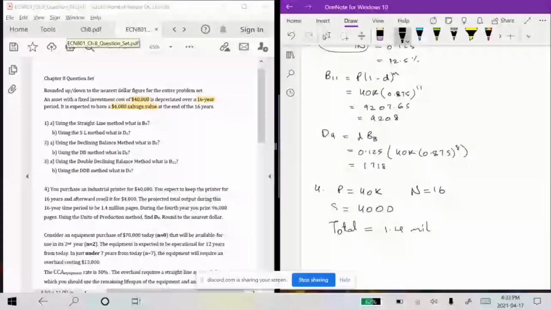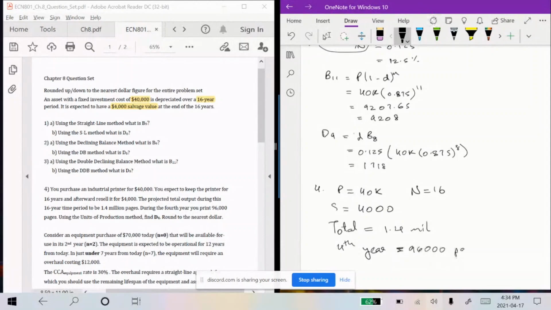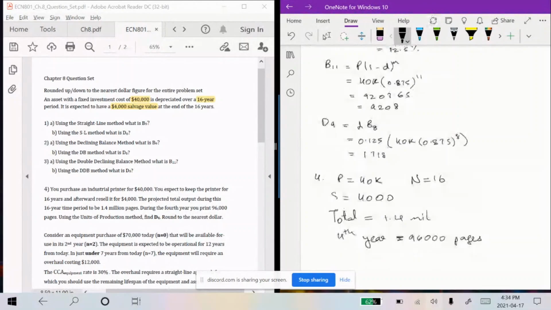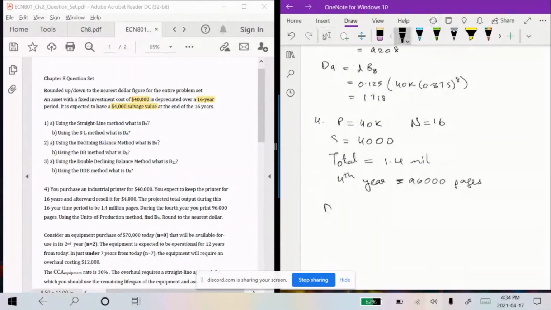And this is the total number of pages you can print. During the 4th year, you print 96,000 pages. So now to find out D4, you just do 96,000 divided by 1.4 million. Yeah, I think that's right.